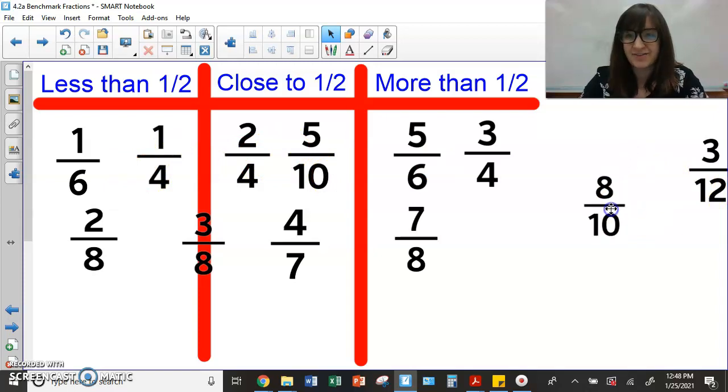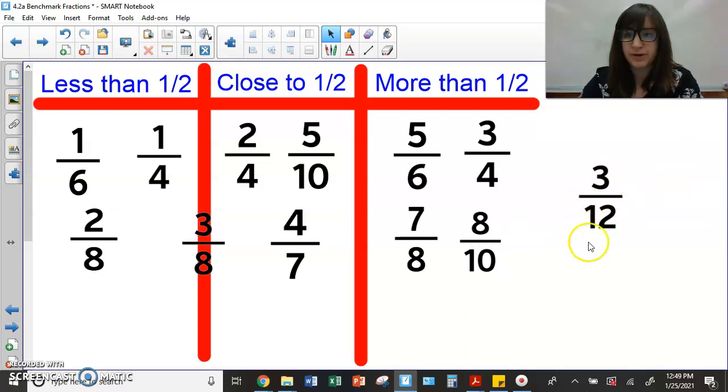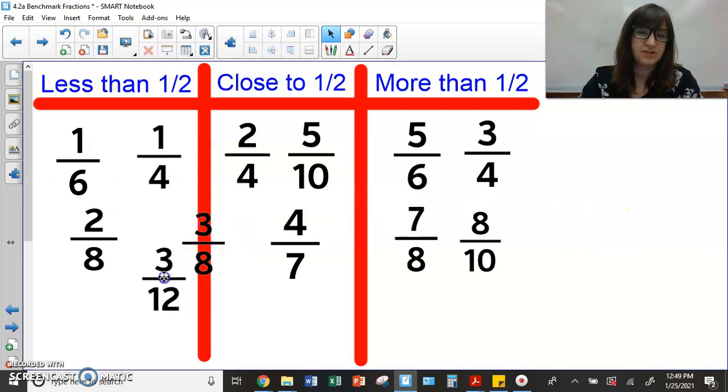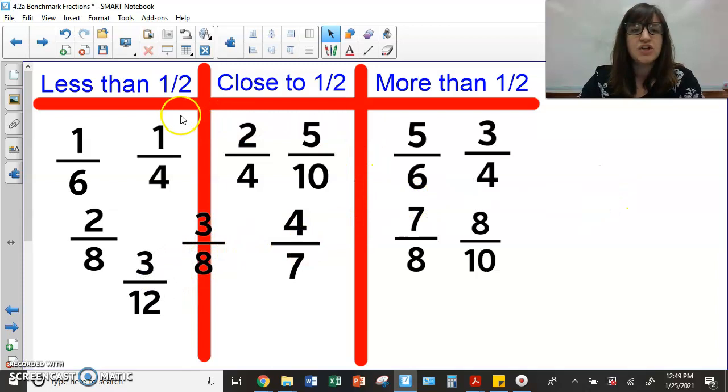Now we have 8/10. Okay, 8 is 2 away from a whole, which would be 10 out of 10. So we're going to say that 8/10 is more than 1/2. And then we have 3/12. Well, half of 12 is 6. 3 is half of that. So that's going to be closer to less than a half. Okay, so here's where we have them split up right here.